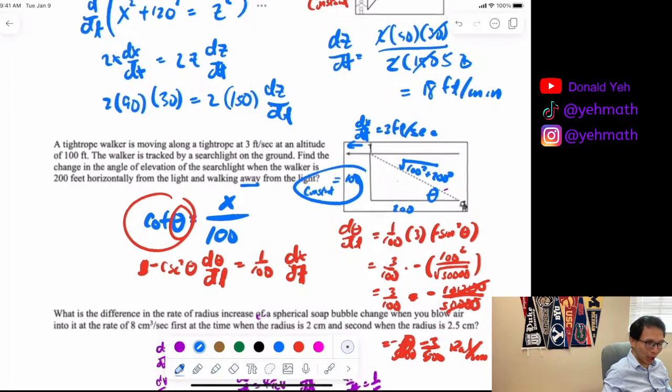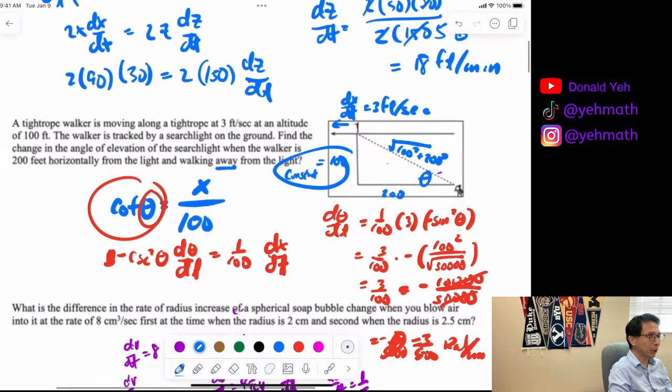All right, so do you need me to help you go over this one or no? Cotangent of theta equals x over 100. So when you move over to the other side, I need a Pythagorean identity. So if I have 100 squared over 500 squared, 500,000, that's going to cancel out, and that's going to give you -3 over 500.